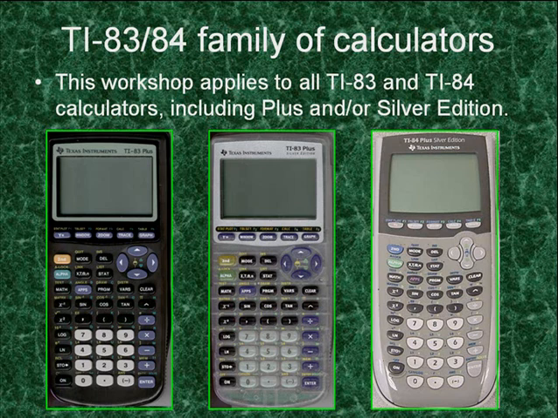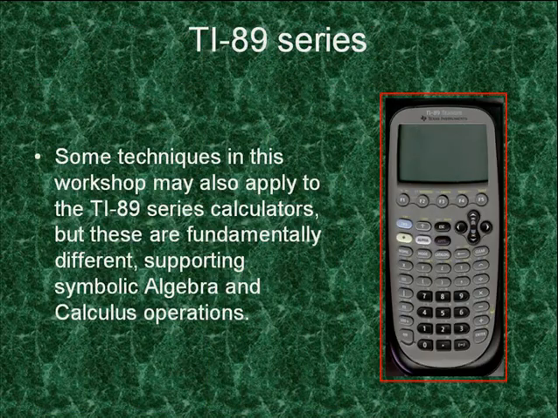The TI-84 is a minor upgrade of the 83, with a bit more memory, a USB connector, and a few other features added. The techniques described in this presentation apply to all 83 and 84 series calculators. TI-89 and TI-89 Titanium calculators are inherently different from the 83 and 84 models. Because TI-89s include support for symbolic algebra and calculus operations, they work a bit differently. Some of the techniques described here may work on TI-89s, but if in doubt, it's best to check the manual.